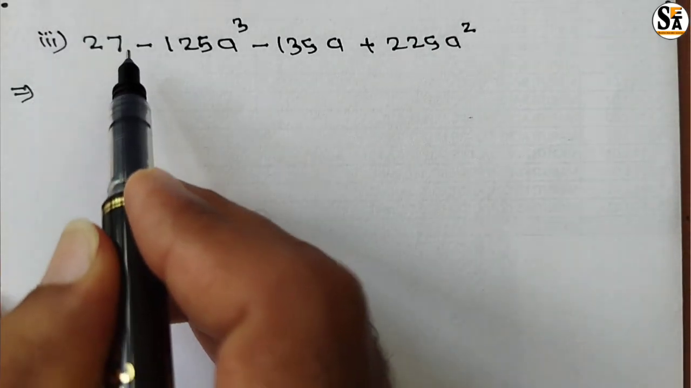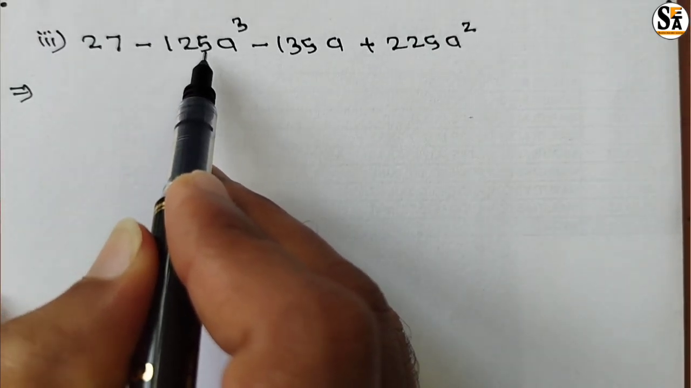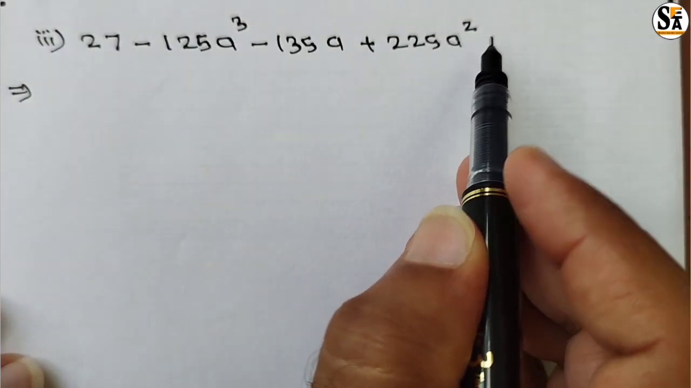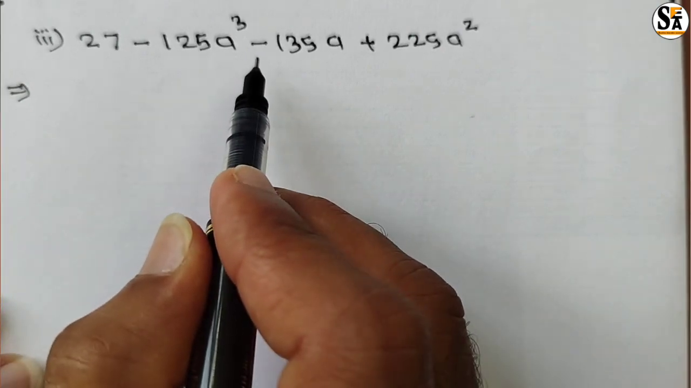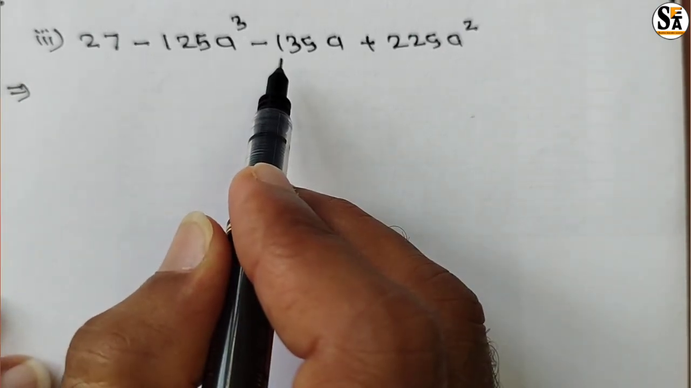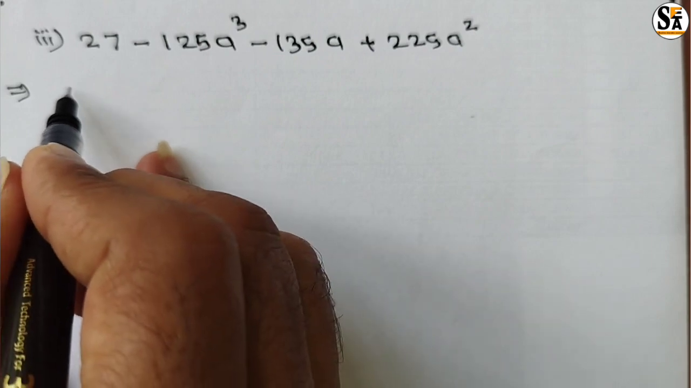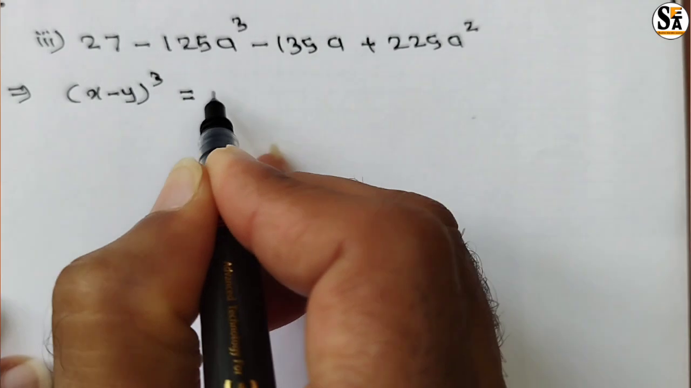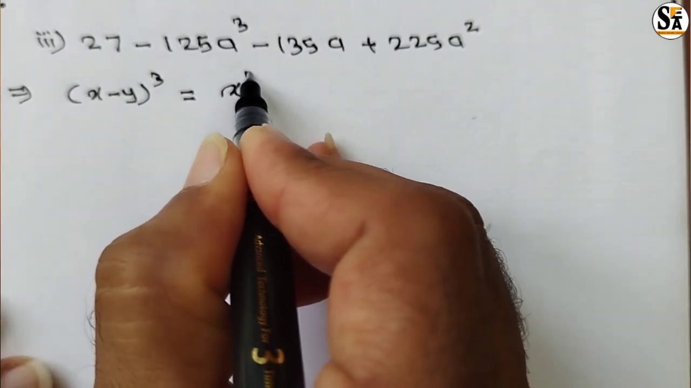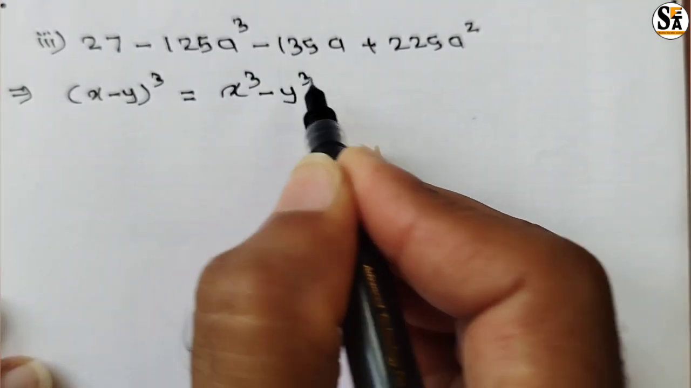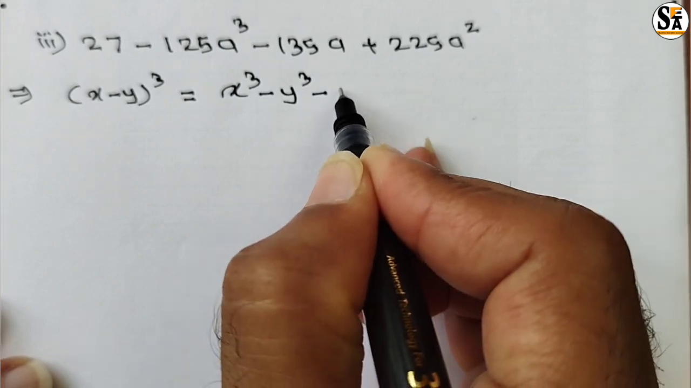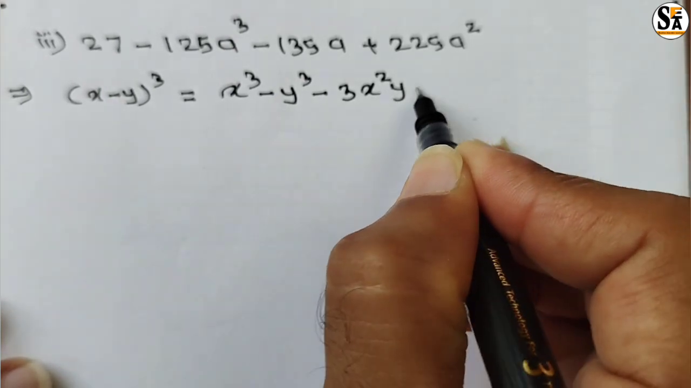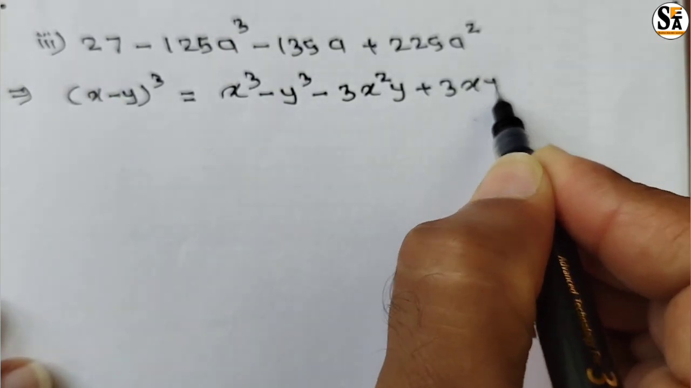Now see the third sub question. 27 minus 125a cube minus 135a plus 225a square. Here also, to make the factors of this expression, we will use the identity that is (x minus y) bracket cube, and expansion of this identity is x cube minus y cube minus 3 into x square into y plus 3 into x y square.